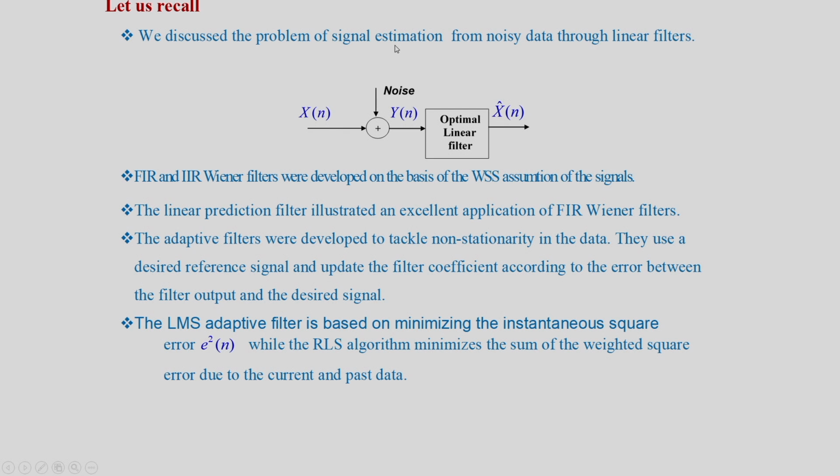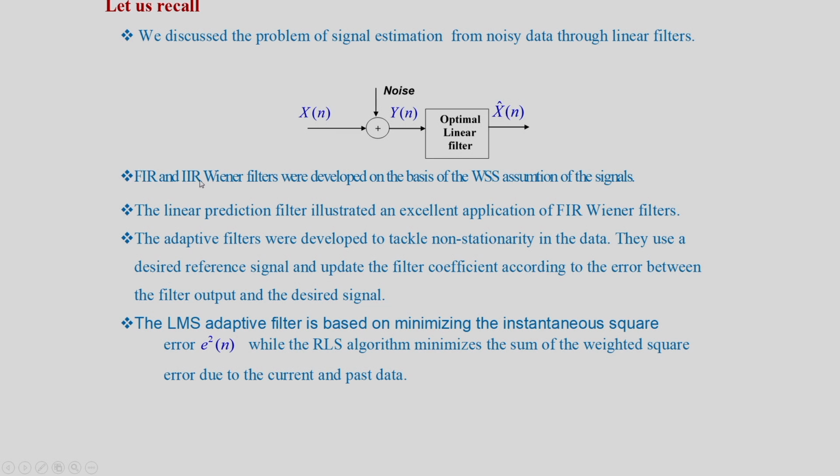Let us recall, we discussed the problem of signal estimation from noisy data through optimum linear filters. So, this was the problem. Xn is the original signal and it is contaminated by additive noise, we assumed white noise, and the resulting observation is yn, and when we filtered by optimal linear filter, we get the estimate of the signal x at n.